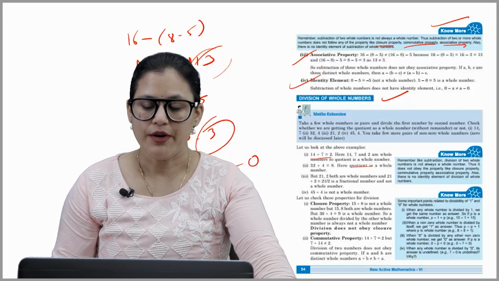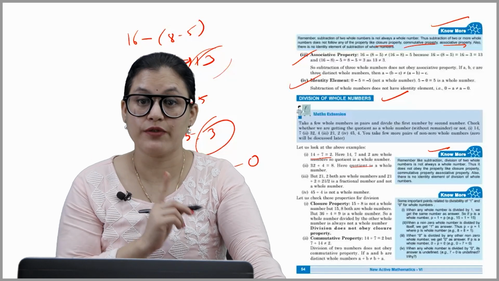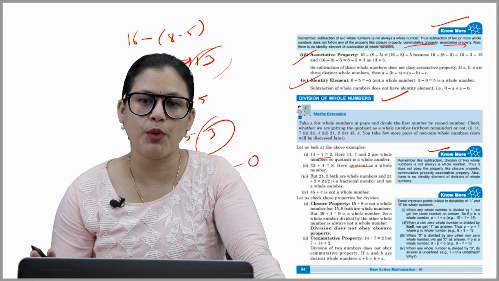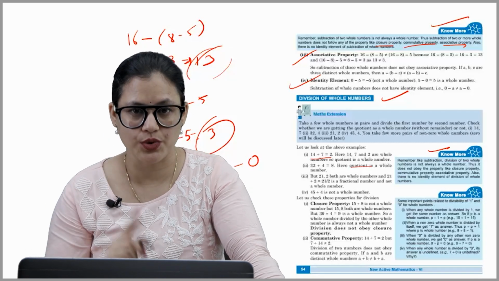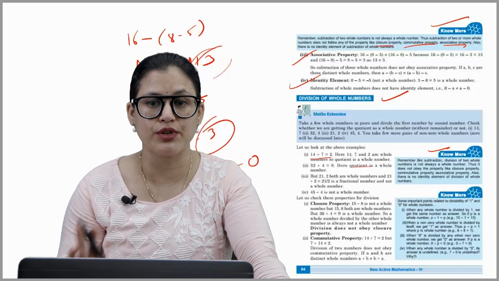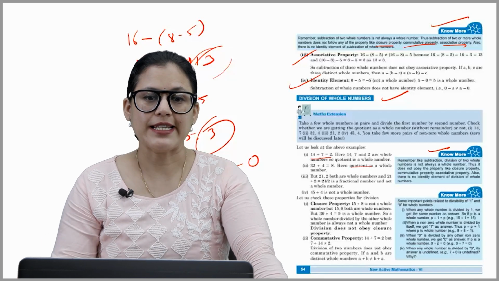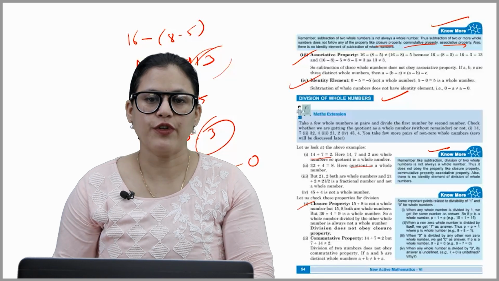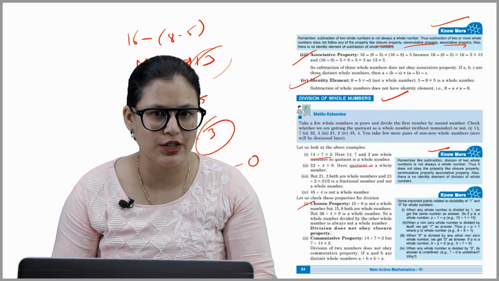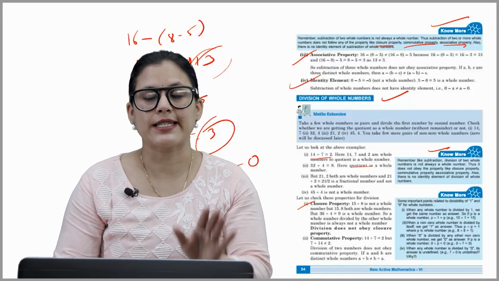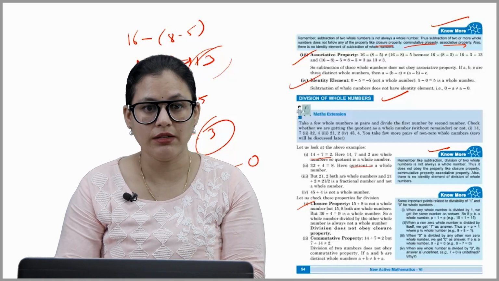Remember, like subtraction, division of two whole numbers is not always a whole number. Thus, it doesn't obey properties like the closure property, associative property and commutative property. Also, there is no identity element of division of whole numbers, right? Let us check these properties for division. Number 1, closure property. See, 15 divided by 8 is not a whole number, but 15 and 8 both are whole numbers. But 63 divided by 7 is equal to 9, a whole number.